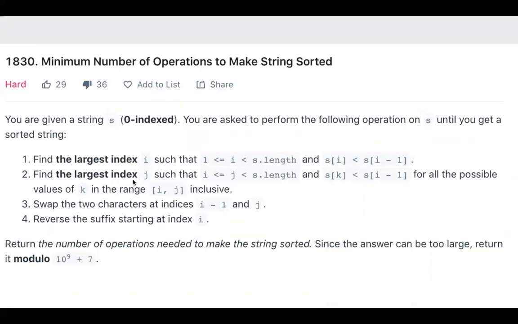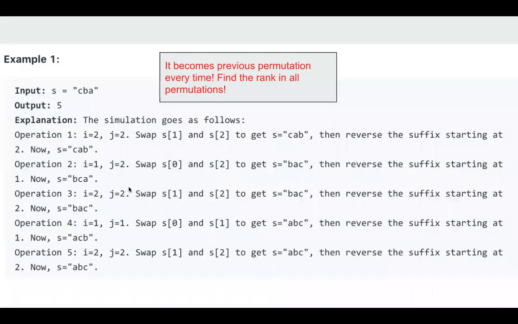Okay, so the problem description is quite complex. There are two steps to convert the string. Let's just take a look at this example. The input is CBA. There are 5 operations: CBA becomes CAB, become BCA, BAC, ACB, ABC. So we find it becomes the previous permutation every time. So the problem is actually to find the rank in all permutations for the input.